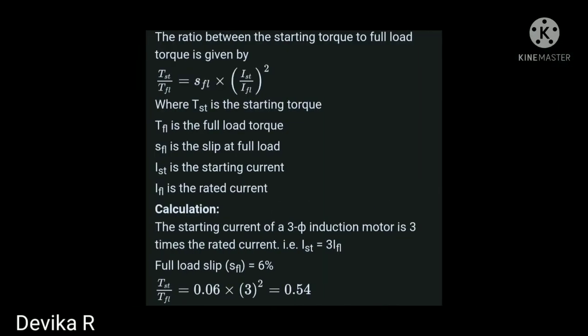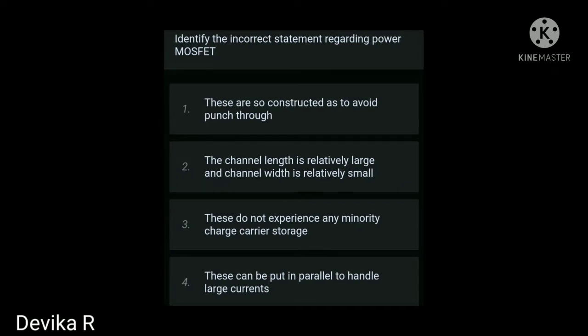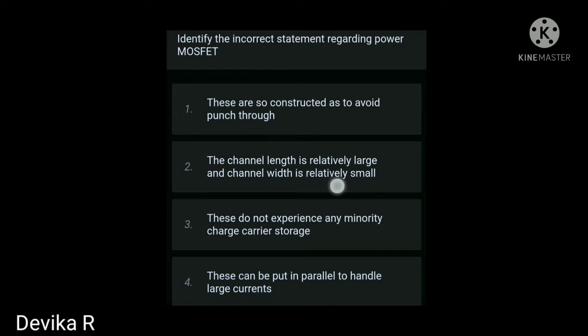Okay, next question. Identify the incorrect statement regarding the power MOSFET. We have to select the incorrect statement. The first one is that these are so constructed as to avoid punch through. So it's the right answer. Okay, the next one: the channel length is relatively large and the channel width is relatively small.